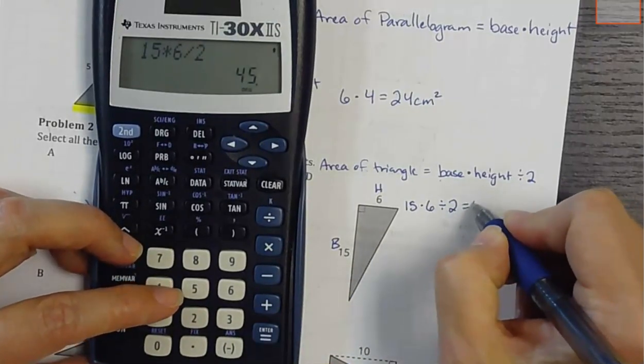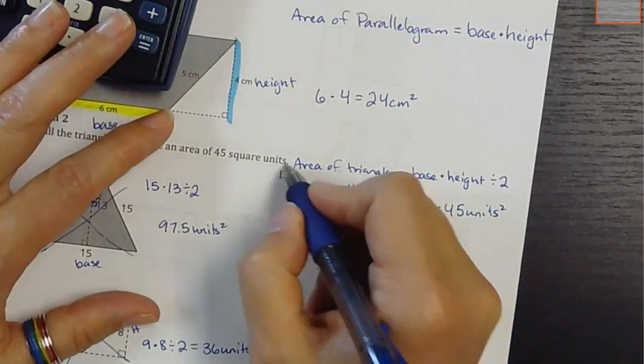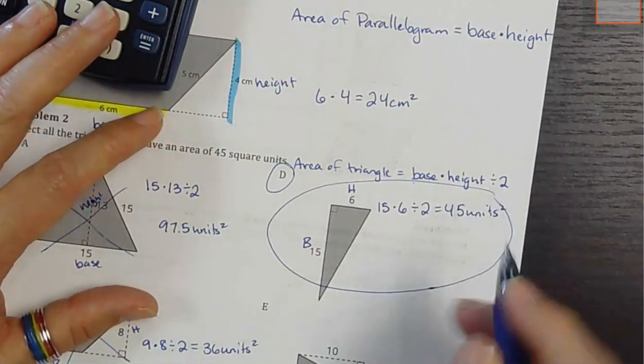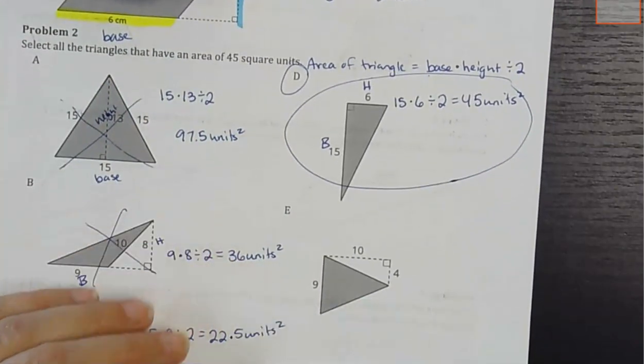Equals 45. Hey, we found one. So this one, D, this one has the area of 45. It says select all, so we're going to check them all.